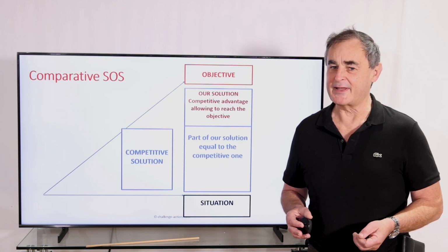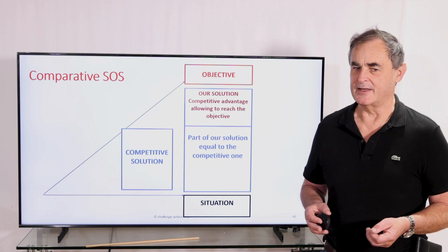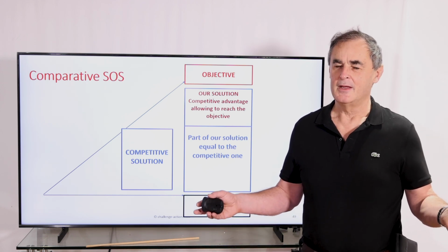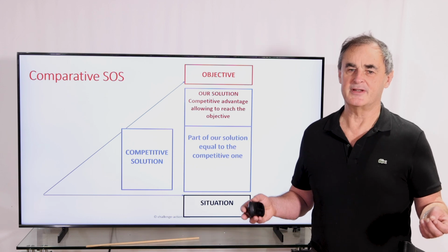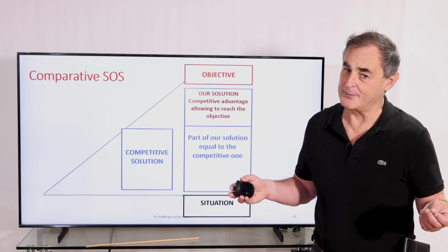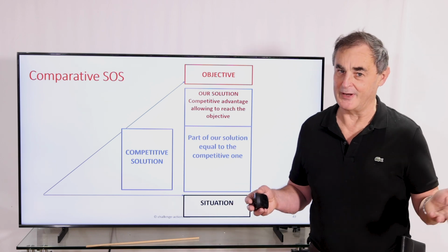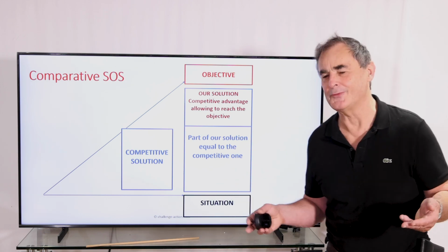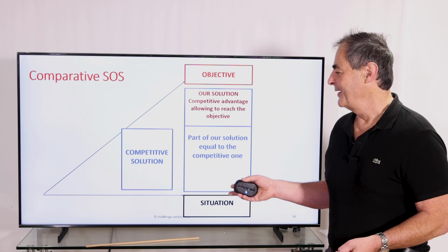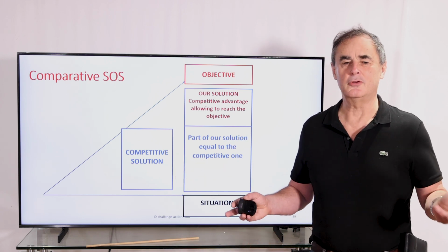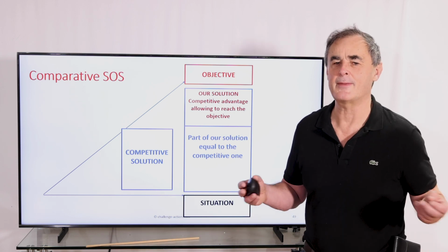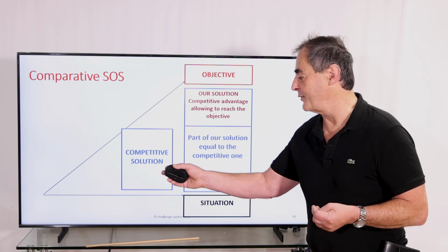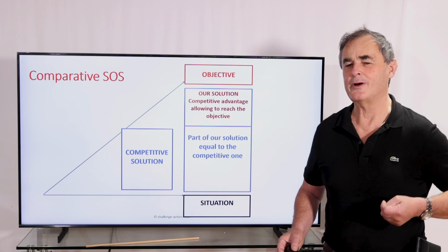Now, that's what I call the comparative SOS. That means that you still have the situation, we still have the objective, but we have a competitor in the picture. Obviously, you don't mention competitors if there are no competitors. However, sometimes the client tells you, but you have this competitor. In that case, you have no other choice than to take into account the fact that there is another competitor. Then you recognize that there is a competitor, but you don't try to say that the competitor is very bad, because the client would not like it.